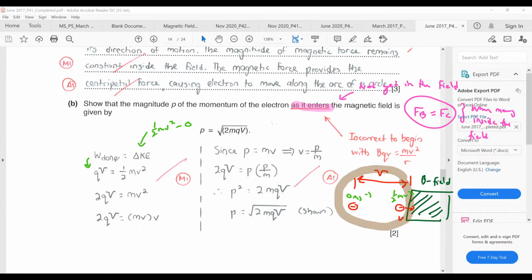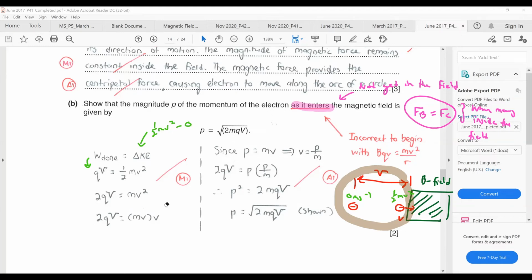Okay, be careful about the symbol of the V you use. This is potential difference. This is velocity. They are not the same. They seem like similar symbols, but they're actually referring to different things. So don't accidentally cancel them off. So you get 2qV equals mv squared.